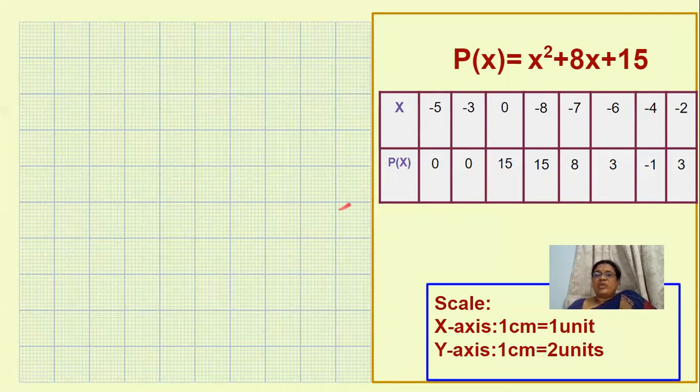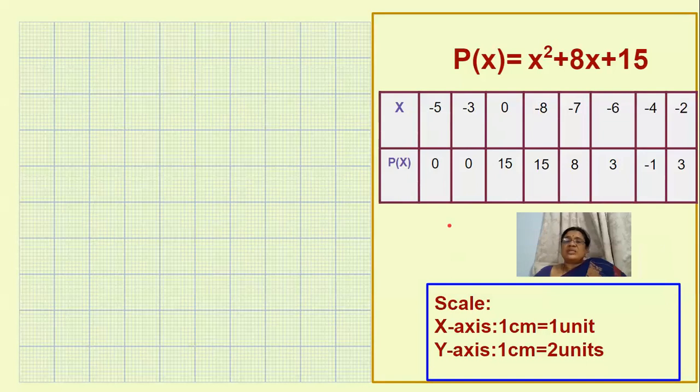Minus 2. These are the x values, and this is the p of x value. P of x will be the y-axis. The minimum value is minus 1 and the maximum value is 15. See here, 15. So on the y-axis, we should be able to see the point that is 15. Like that, you have to select the y-axis values and x-axis values.